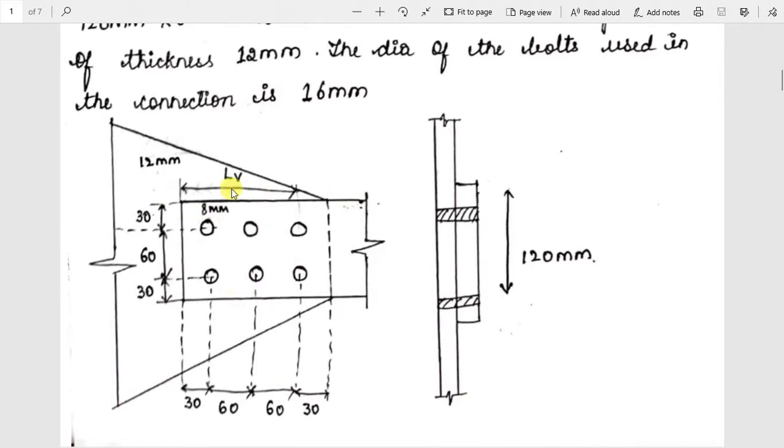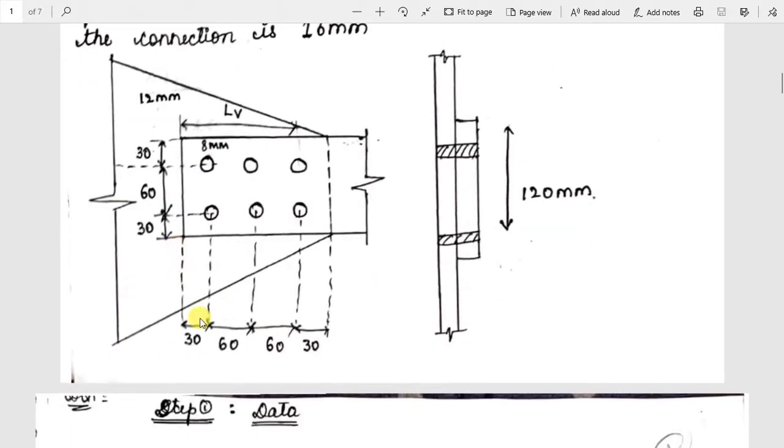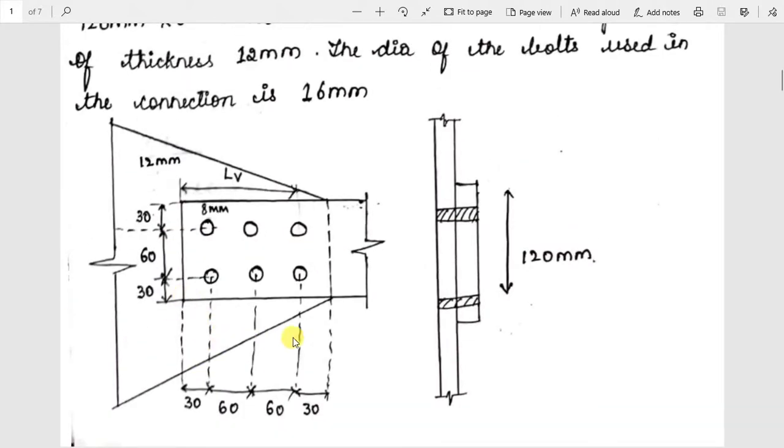So you can see here this figure is given. This will be the side view and this will be the cross sectional view. This indicates the gusset plate and this indicates the plate which is used as a tension member of width 120 mm. Even the bolts along with pitch, edge distances and gauge are given as shown in this figure, and will be given in the exam also. So edge distance is 30, pitch is 60 and the gauge is also 60.